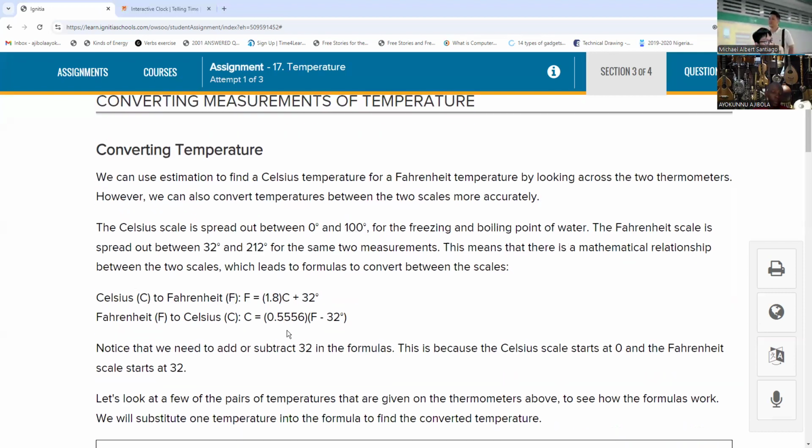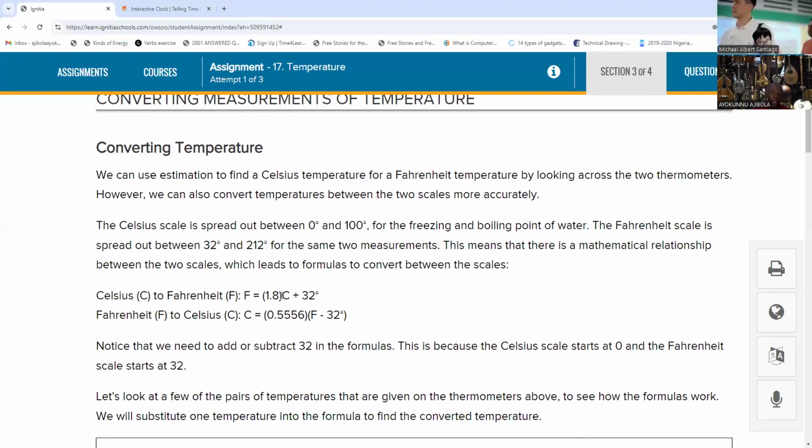Okay, this means that there is a mathematical relationship between the two scales, which leads to a formula to convert between them. So Celsius to Fahrenheit will be plus 32, and Fahrenheit to Celsius will be minus 32, so 0.5555 times. So 1.8 C plus 32 and so on.